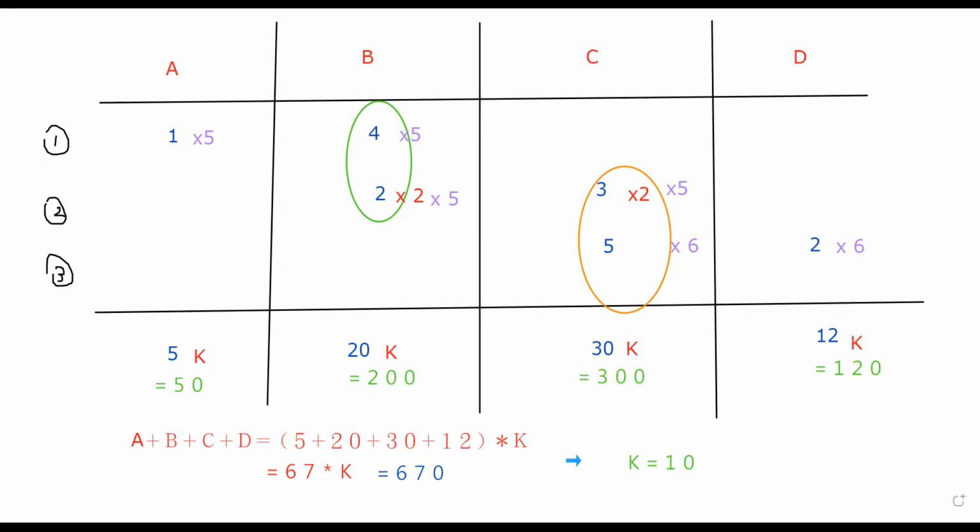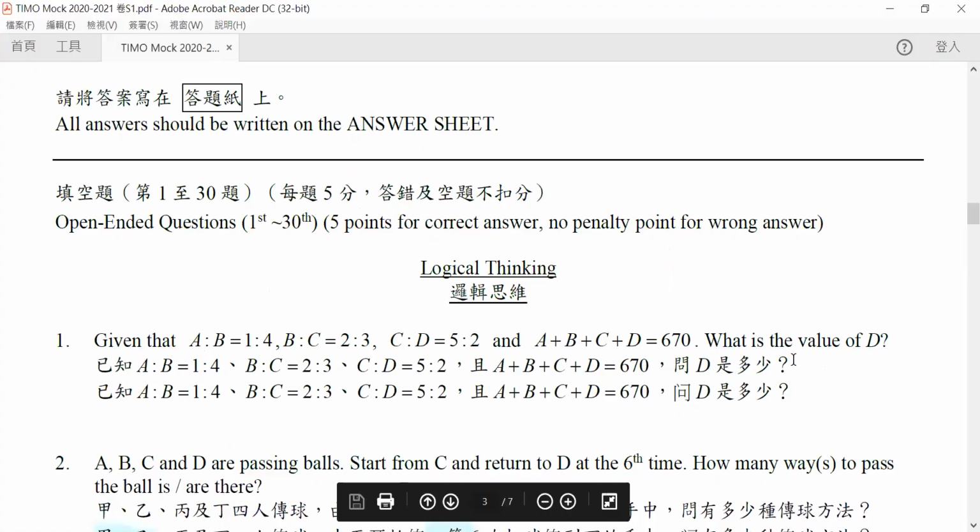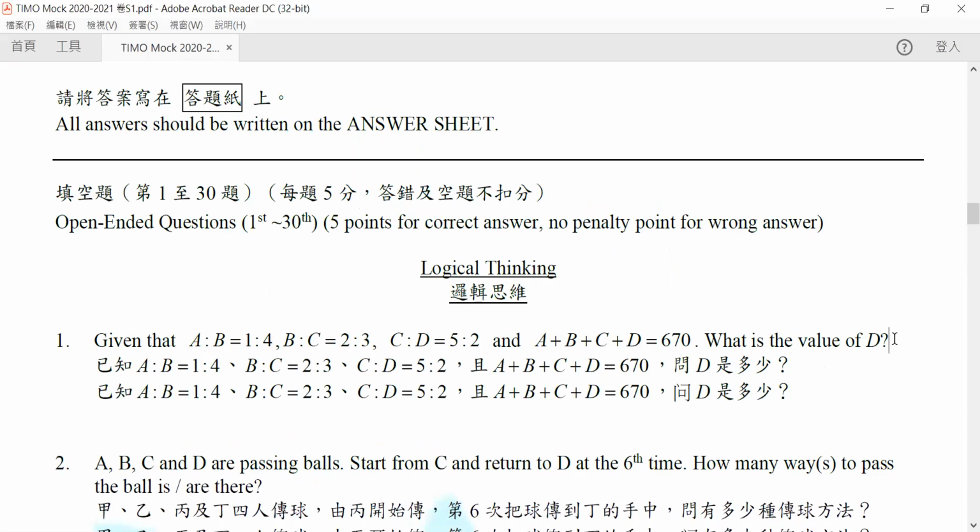Okay, so we get all our answers. So what is the answer of D? Let's go back to our paper. Do you still remember what is the value of D? The value of D is 12 times K, which is equal to 120. This is our first question.